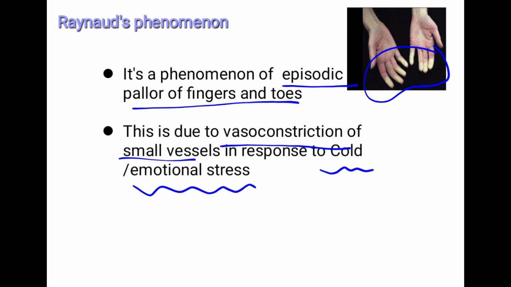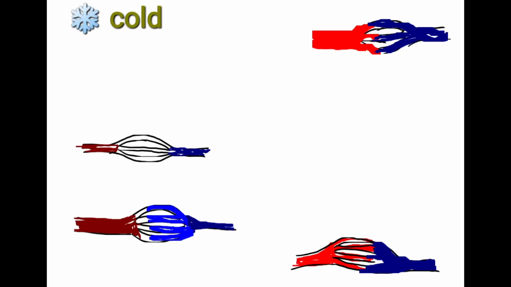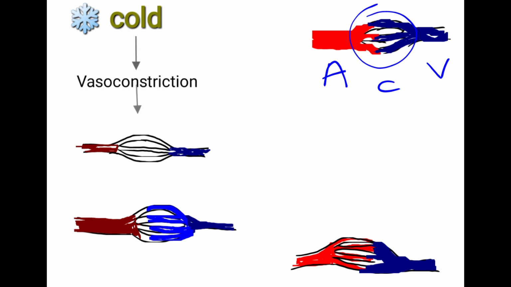Okay, as mentioned, it is an episodic phenomenon. It does not occur all the time, but in response to cold and emotional stress, this phenomenon occurs, and it has three phases. Okay, let's discuss the three phases. See, this is the normal artery, normal vein, and what is this? These are the capillaries, right? Artery, vein, and capillaries. What happens in response to cold? In response to cold, there is vasoconstriction. So what happens here? This is the normal image, normal artery, vein, and capillaries.